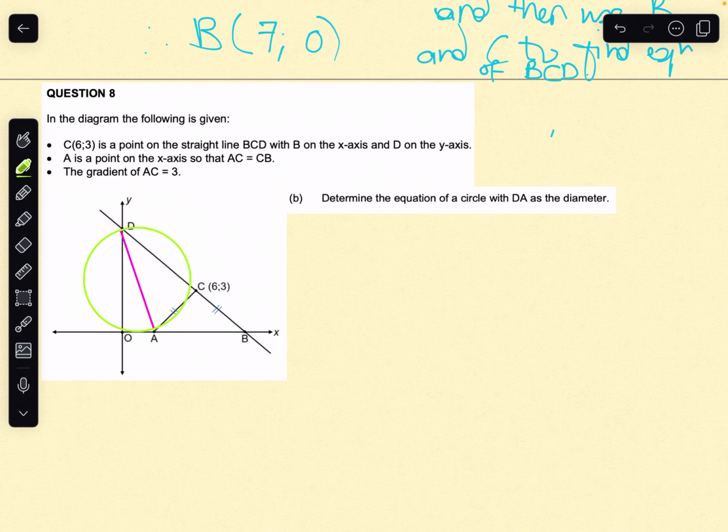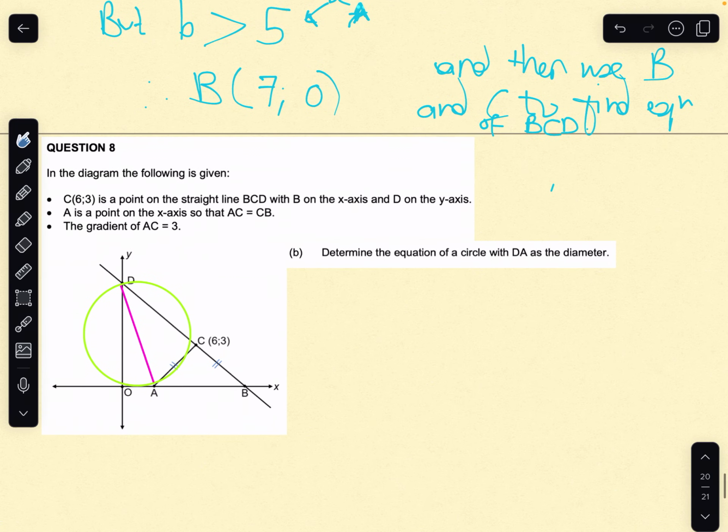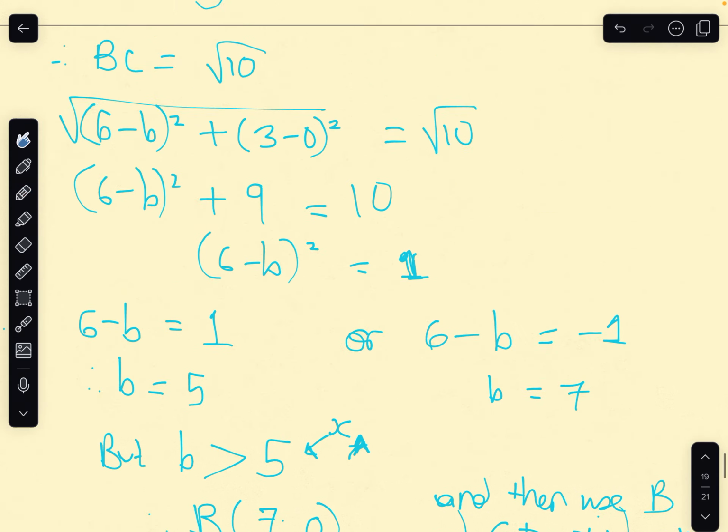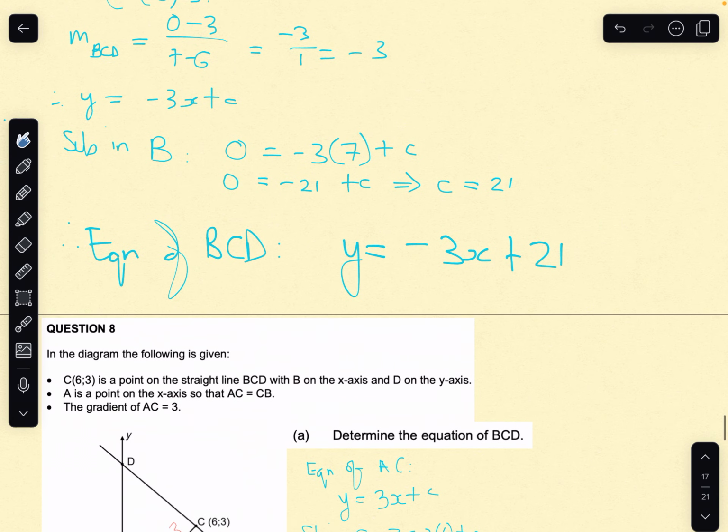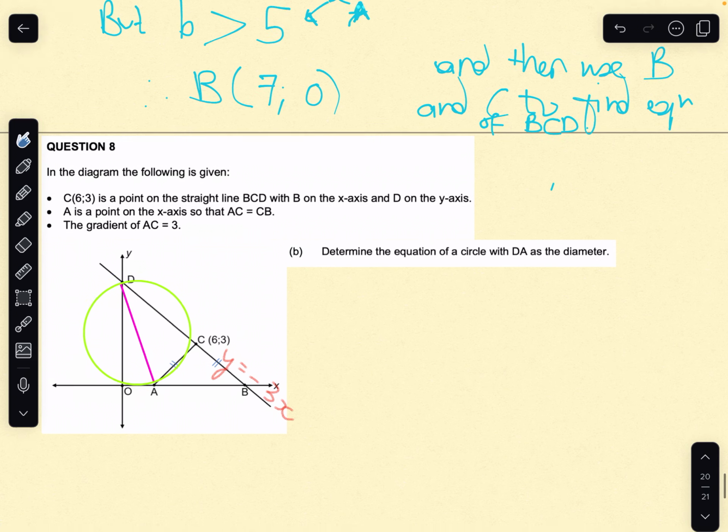Anyway, right. So we are looking for the equation of the green circle. First things first, we need to know the center of the circle, so we need the midpoint of this line. We have the coordinates of D in a way, because we know that the line BCD is y equals minus 3x plus 21.